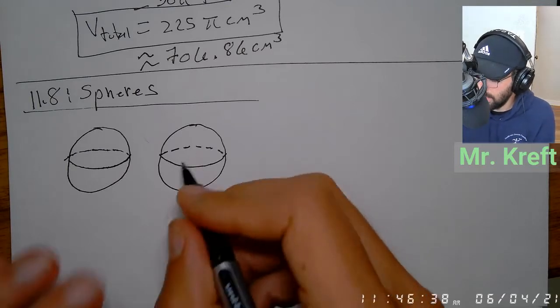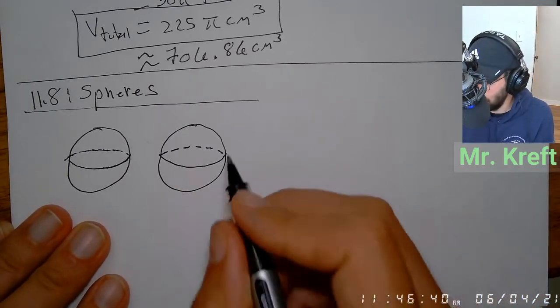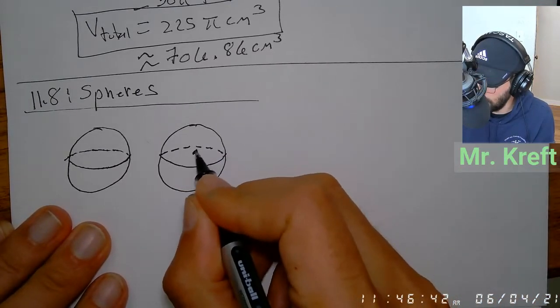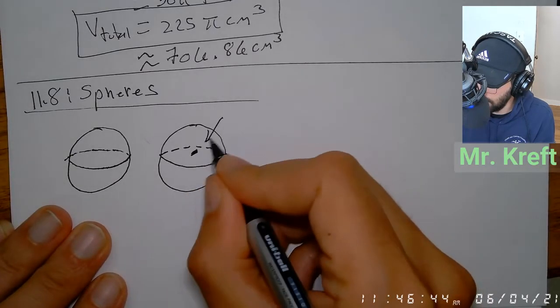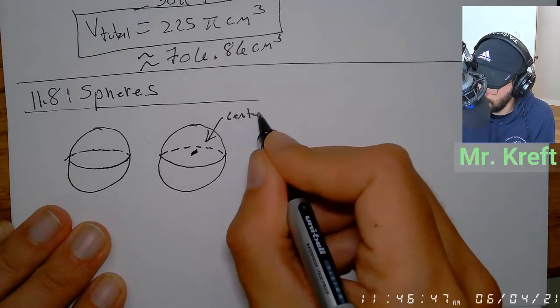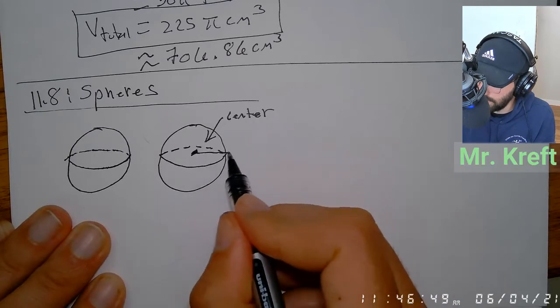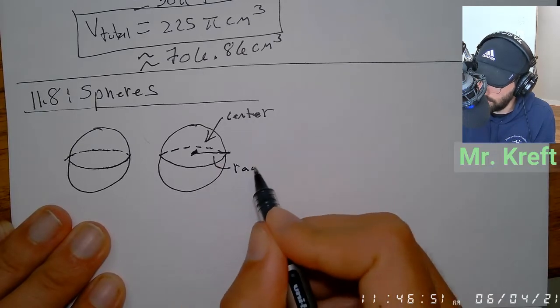Okay. So, what are some important features of a sphere? So just like a circle, it's gonna have a center, and it's gonna have a radius.